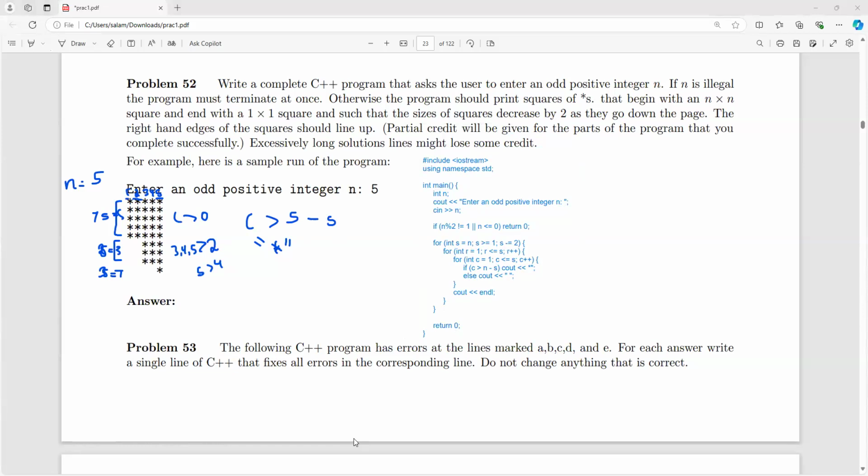Sorry, do you mind just re-explaining? Like, I understand where you said that c is greater than 0, and then c is greater than 2. Are you just counting the parts that have the stars in it?